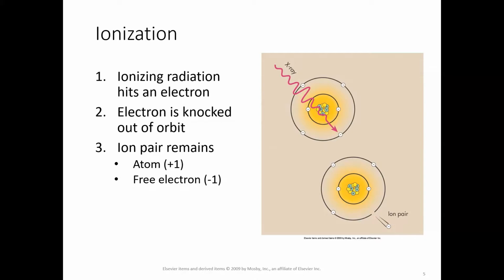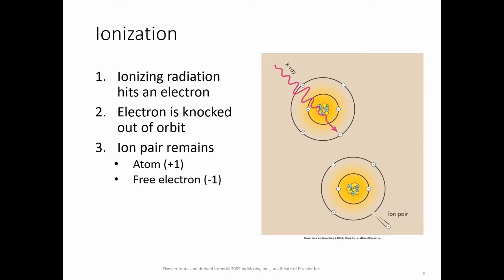So that's shown here in this image. An X-ray photon comes in, it strikes an electron of an atom. If the X-ray photon has enough energy, if its wavelength is short enough, if it's energetic enough, it can put enough energy into that electron to eject it from its orbit. We call that ionization. So ionization is radiation hitting an electron. The electron is knocked out of its orbit.